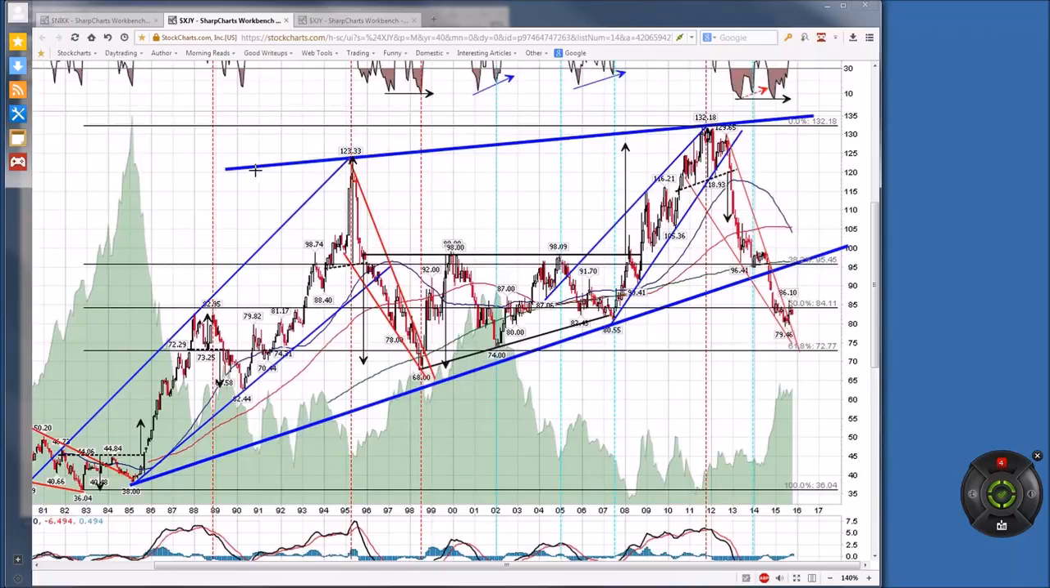So, very nice setup there. Shall I show some more? Yeah, sure. Let's do the double tops, double bottom type reversal patterns.